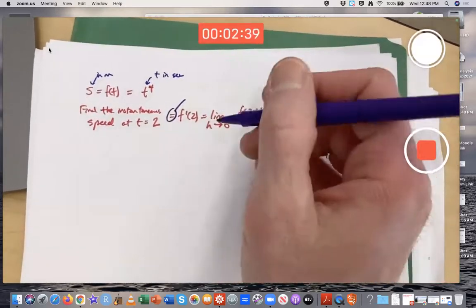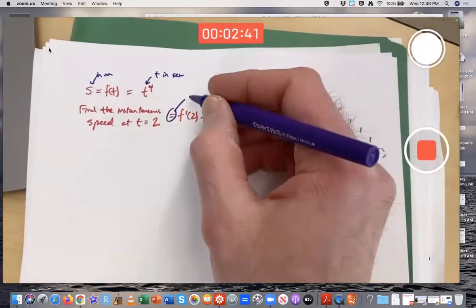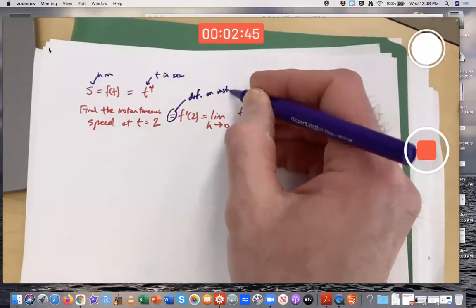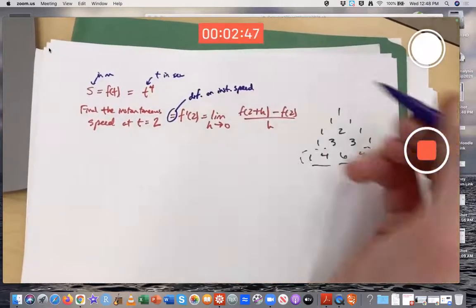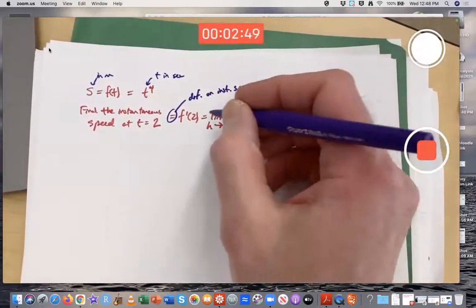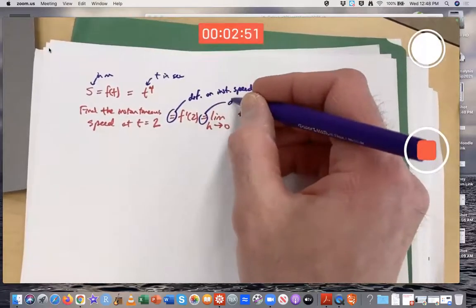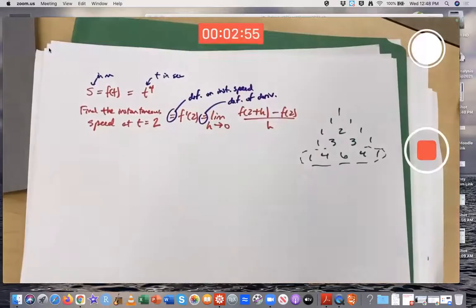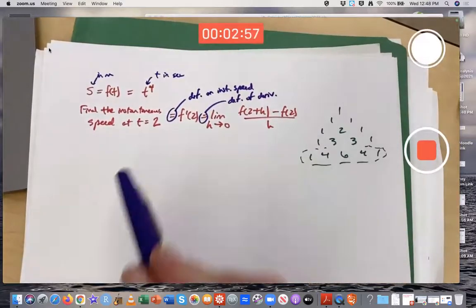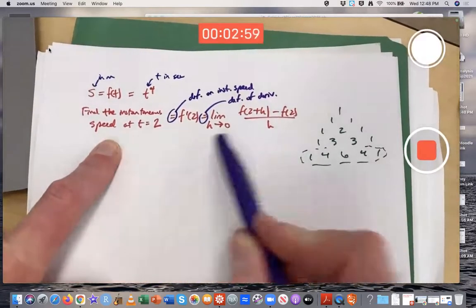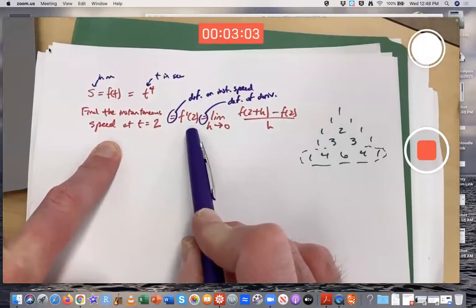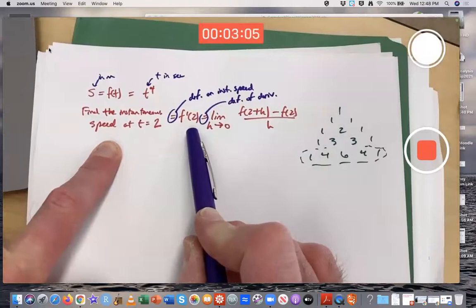That equality right there is just the definition of instantaneous speed. Definition of instantaneous speed is the reason for that equality. This equality right there is just the definition of the derivative. Actually, you could just jump from instantaneous speed to this limit without writing the derivative symbol, but we might as well get used to the derivative symbol.